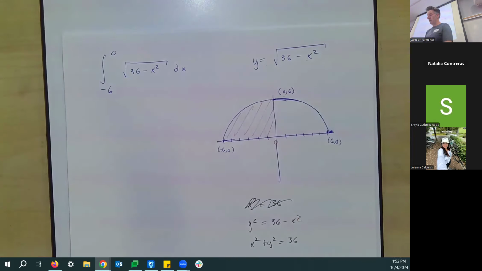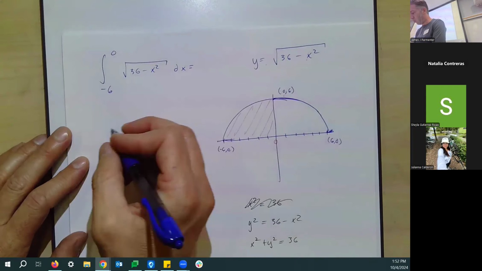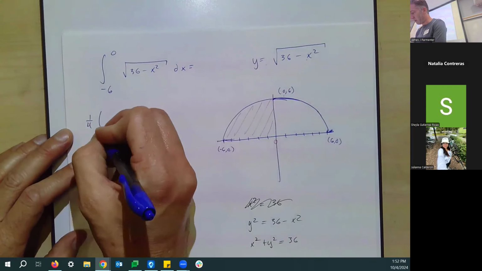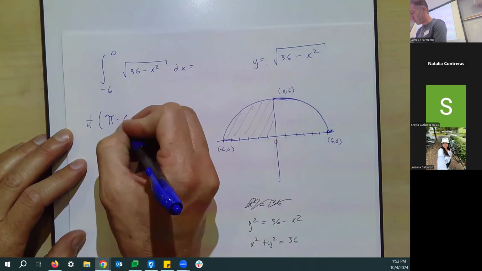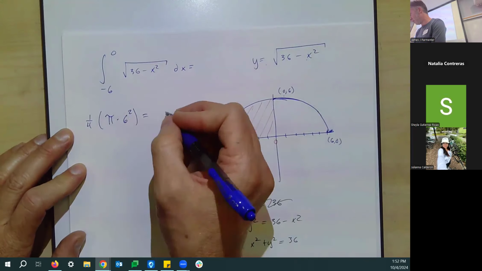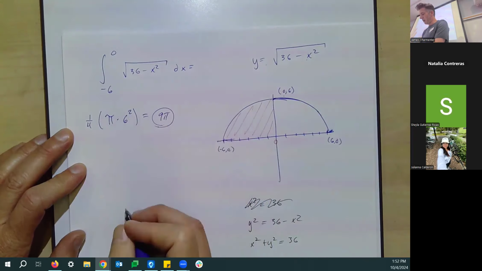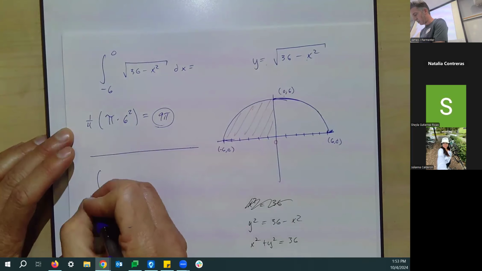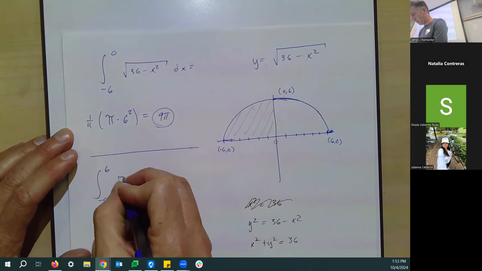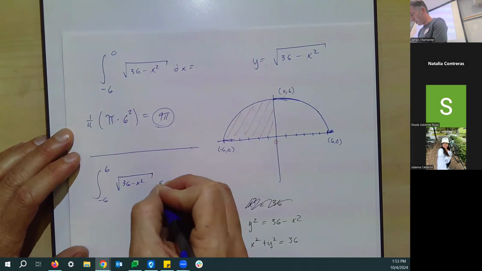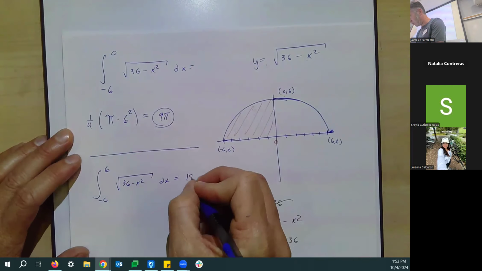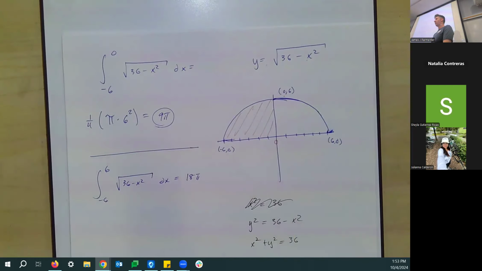So in this case, the answer would be 1/4 times the area of the circle, which is pi times your radius squared, which ends up being 9 pi. On the other hand, if they gave you the integral from negative 6 to positive 6 of the square root of 36 minus x squared, you would end up getting 18 pi because it would be half the circle instead of a quarter of the circle.